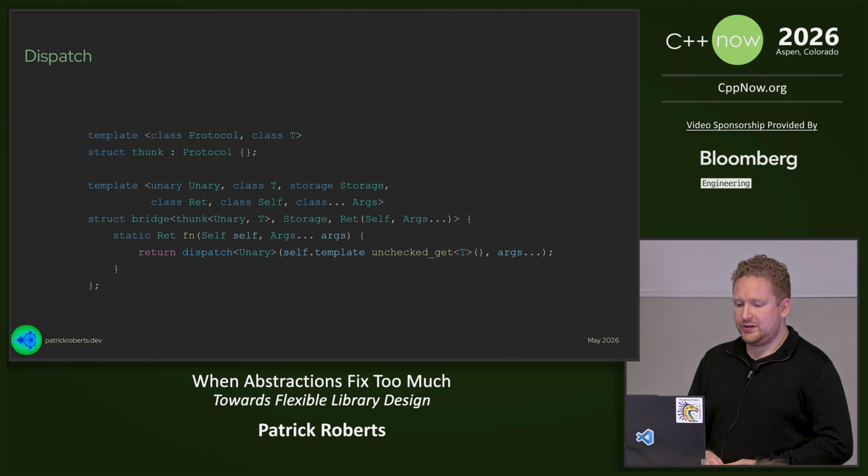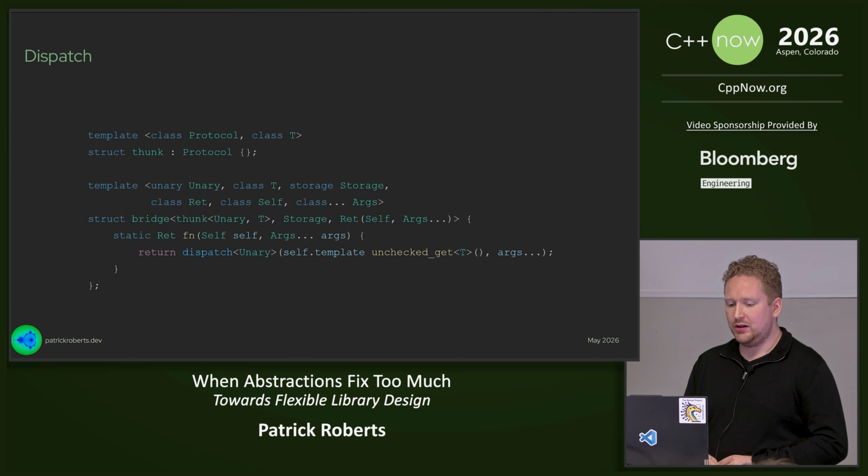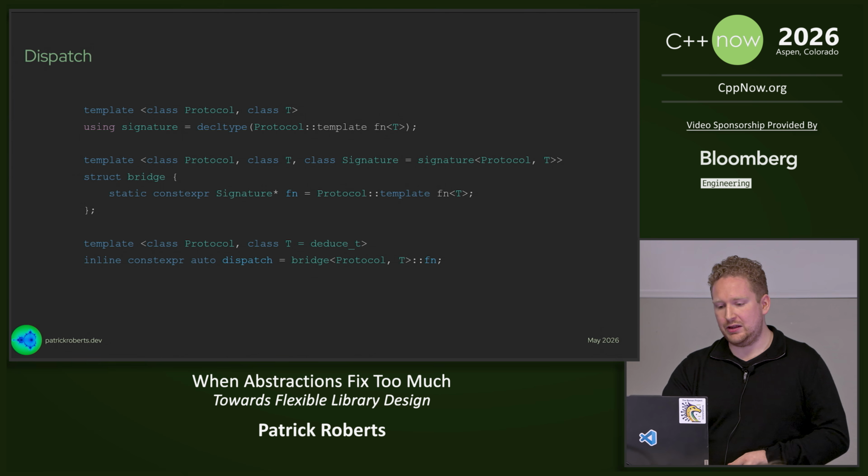So with dispatch implementing the runtime binding, we define a thunk that inherits from the capability, and what that does is it exposes the same function template from the public base class that we can pass to the signature.